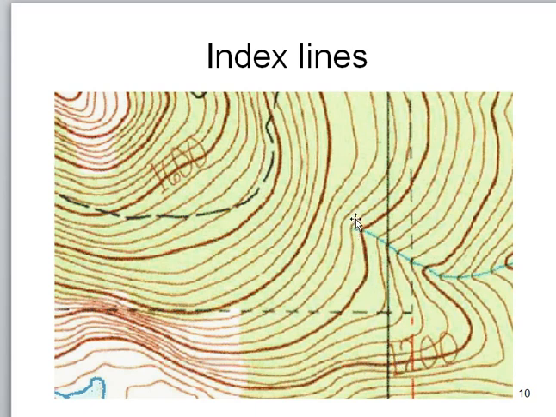So if I wanted to know the elevation of the beginning of this little stream, I could go to the index line. So this is 1,300 feet, and then there's another 20-foot contour. So the headwaters of this little stream would be 1,320 feet in elevation.